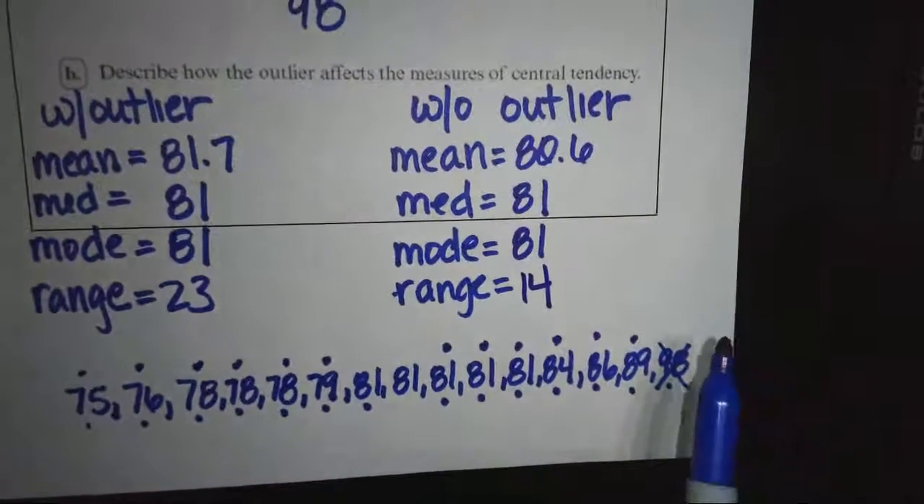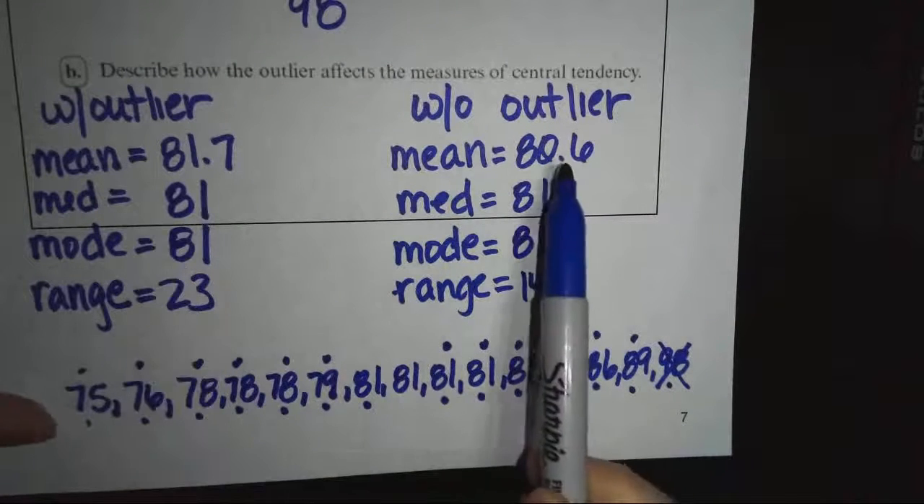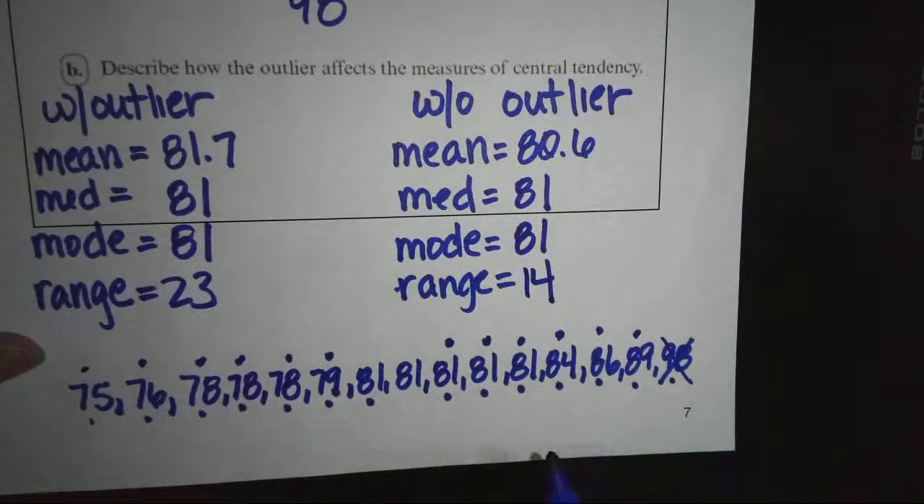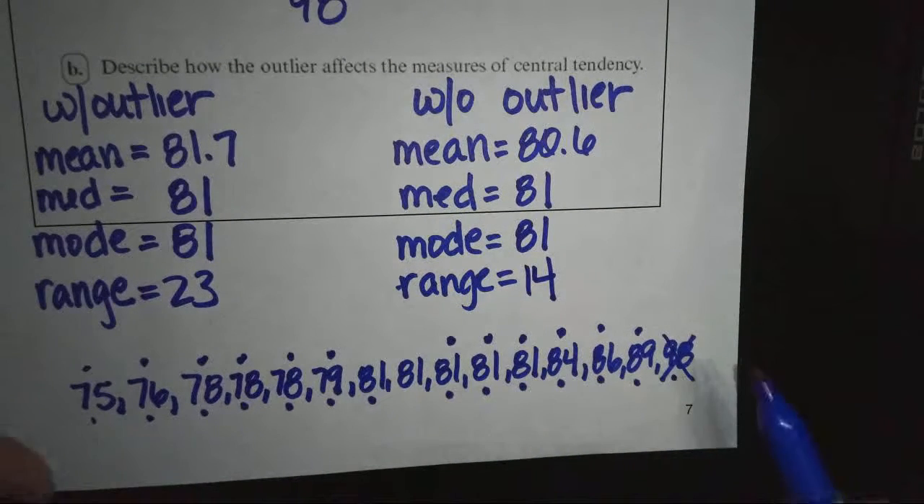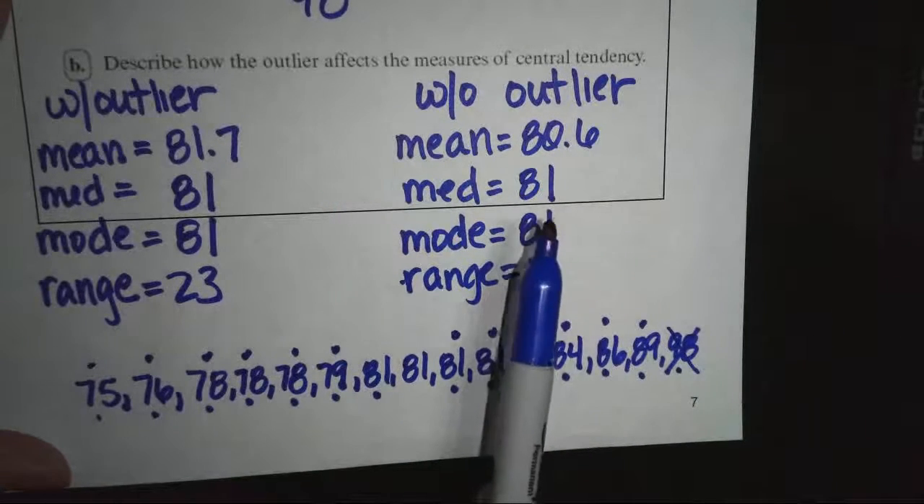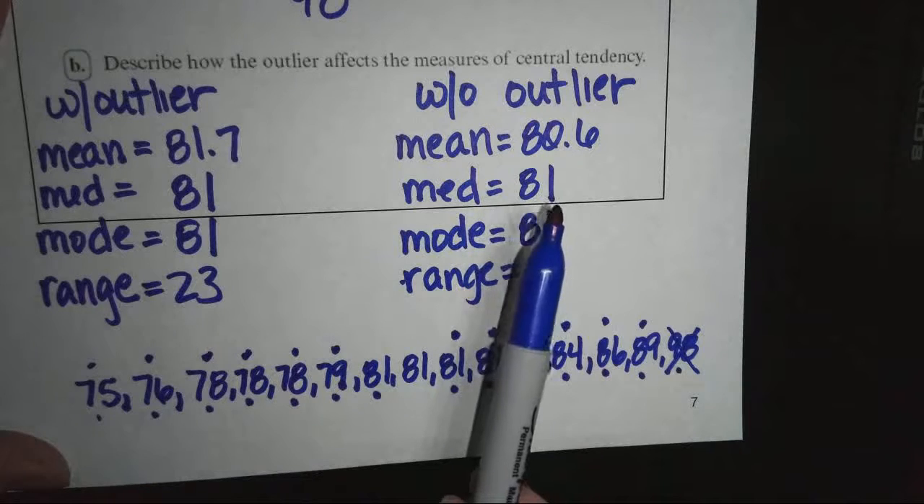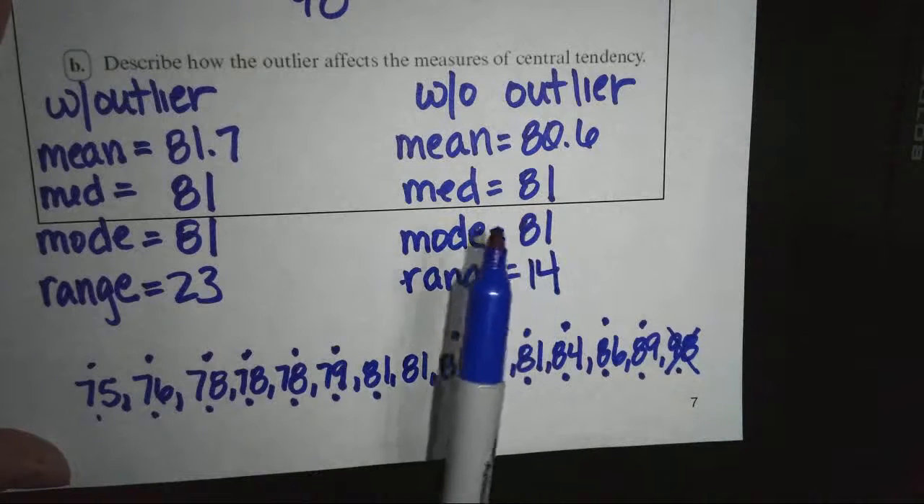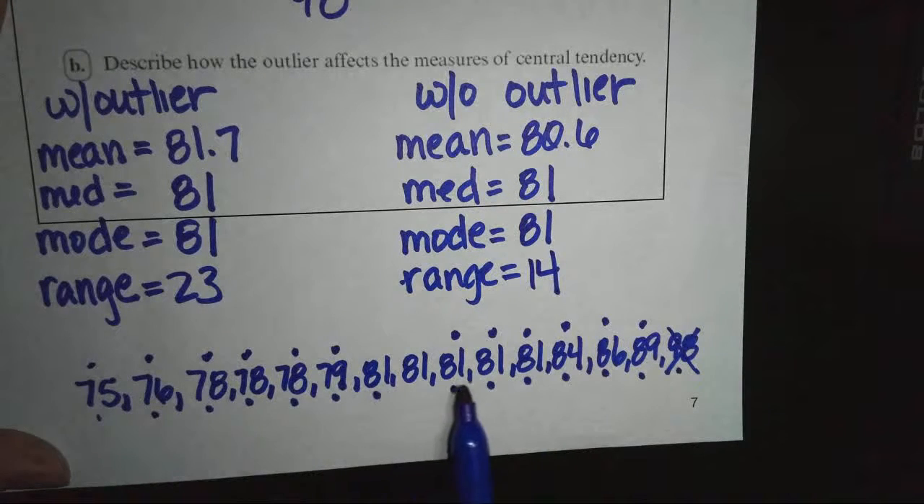Okay, so notice that my mean is smaller. Because I've taken out a big number, my mean has gotten smaller. My median is the same. Now, the median's not going to change much necessarily one way or the other, but sometimes it might change. The reason ours didn't is because we have all these 81s lined up in the middle here.